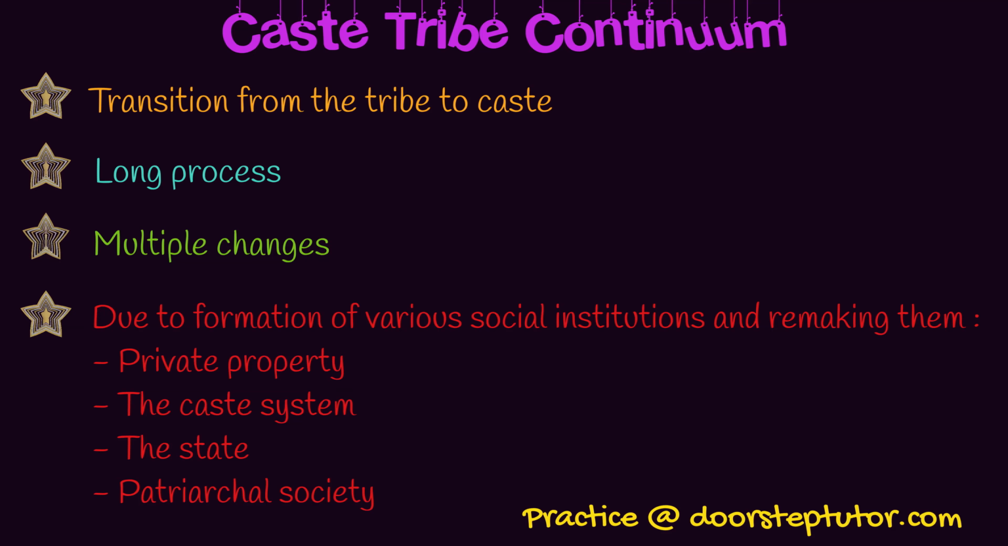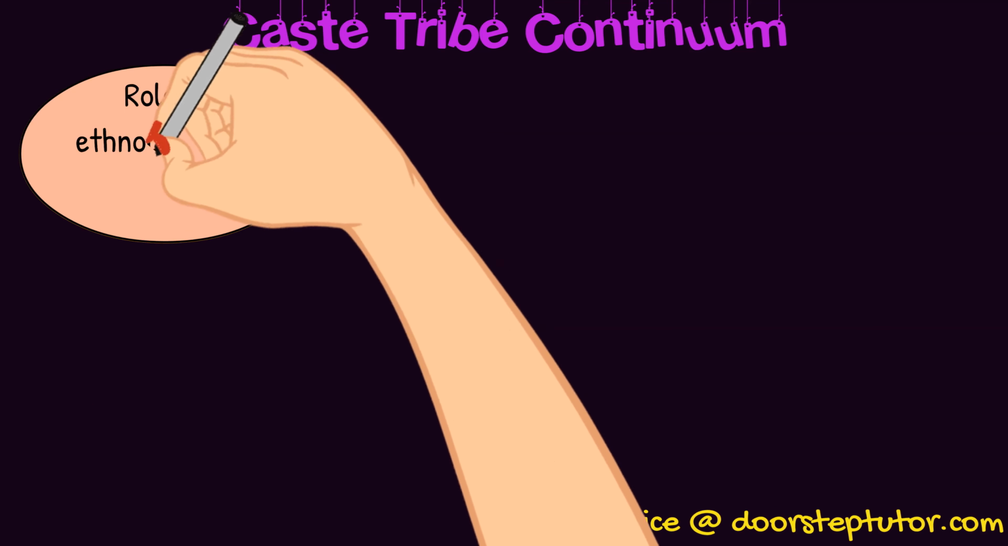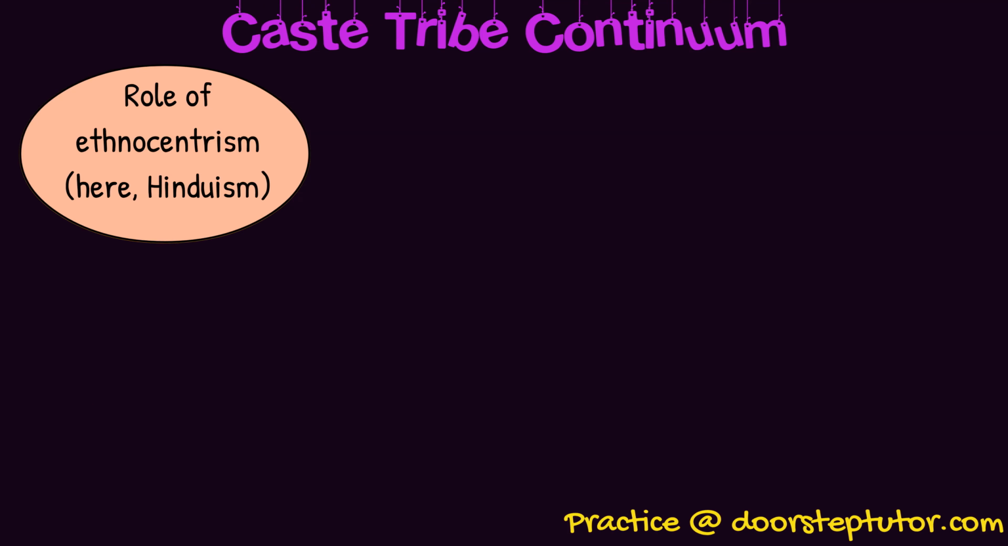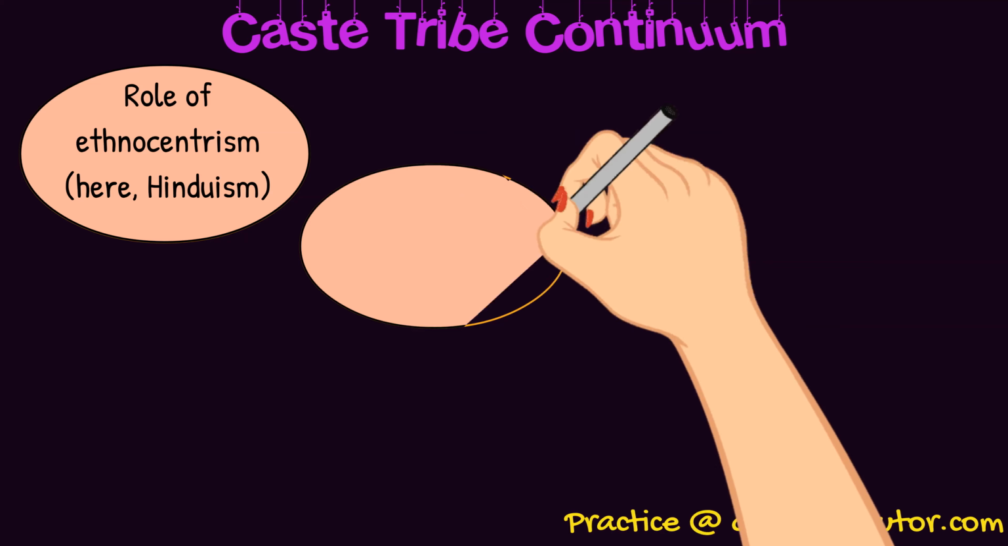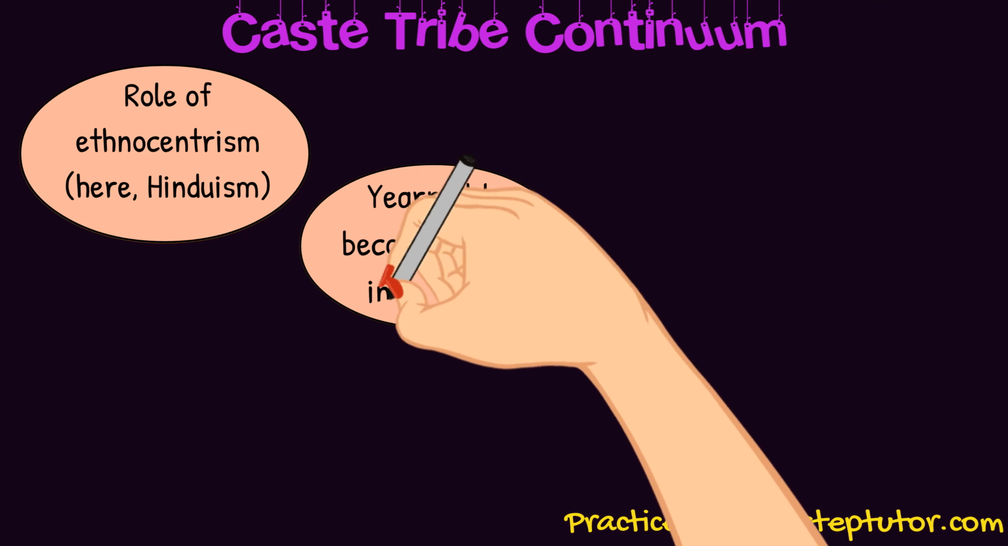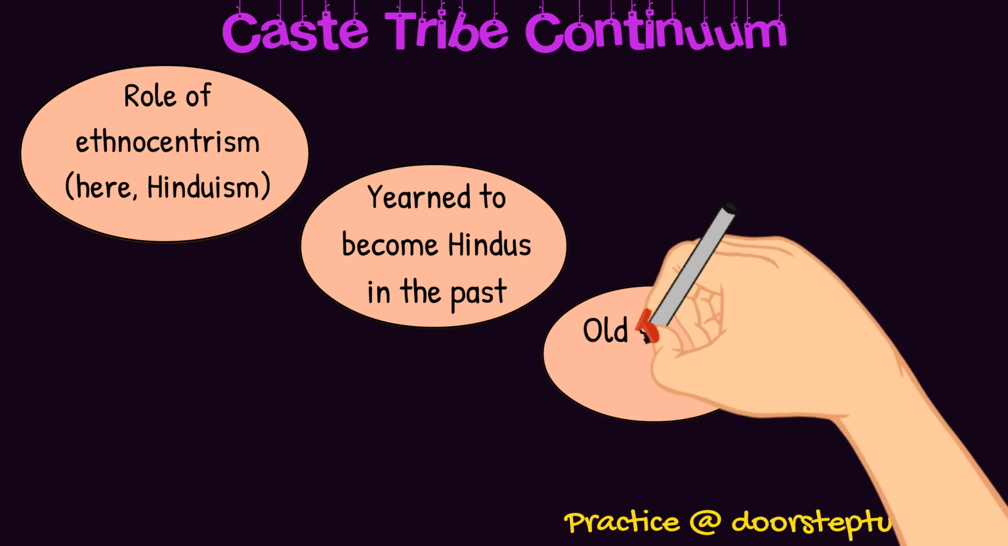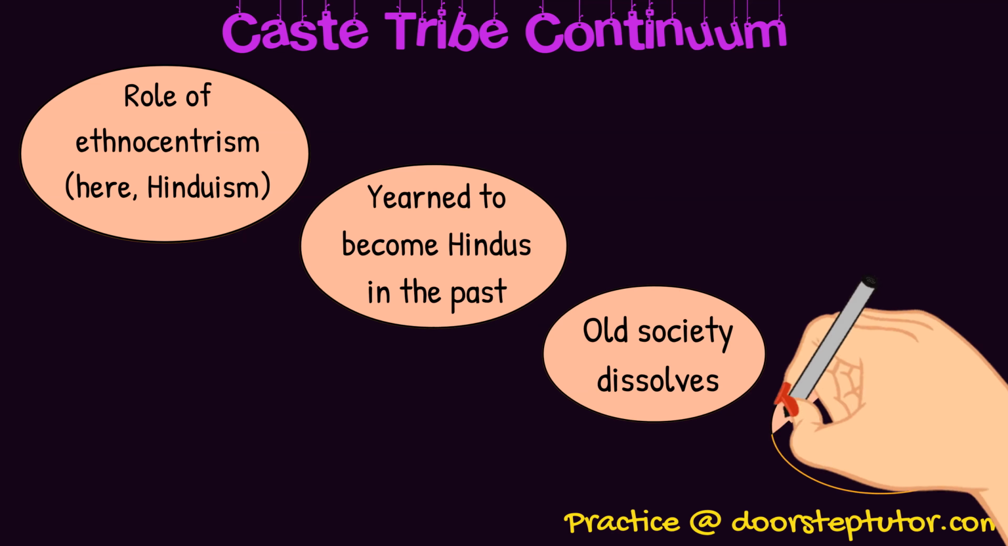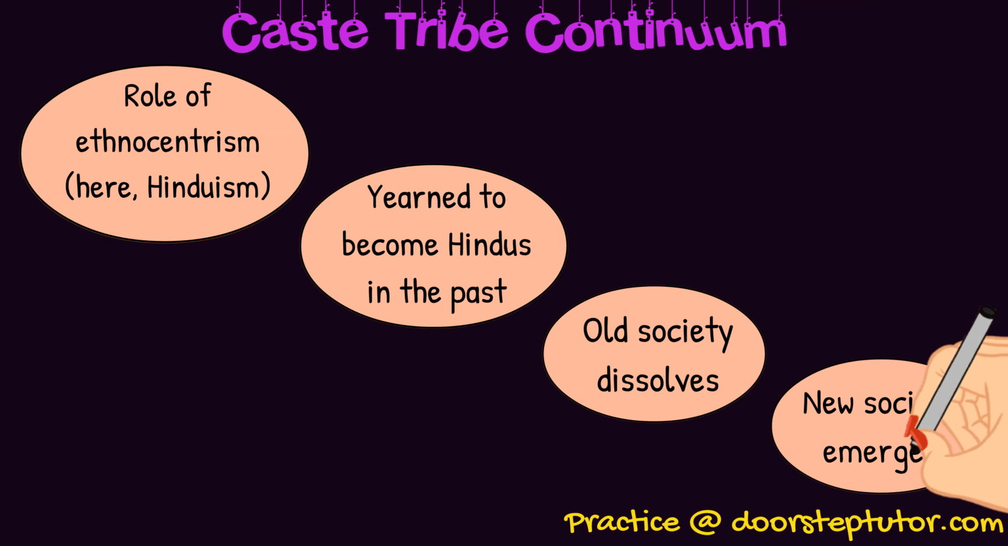Some other factors that are held responsible for this continuum is the role of ethnocentrism. Here, ethnocentrism is because the high caste or high religion was considered as Hinduism. Therefore, the role of ethnocentrism, where they wanted to become a part of the bigger and more dominating group. So they have yearned to become Hindus in the past also, and with that desire, the old societies started to dissolve and new society began to emerge.